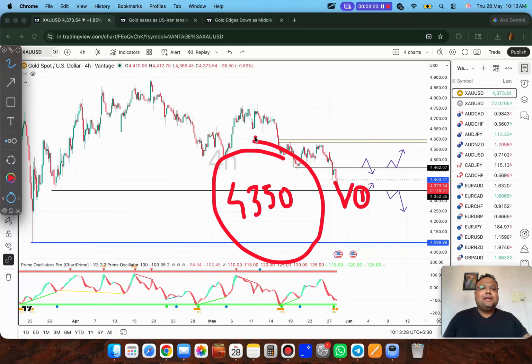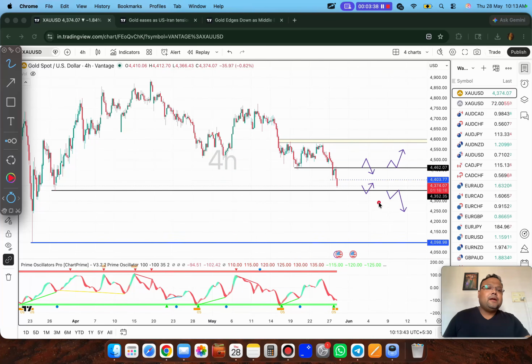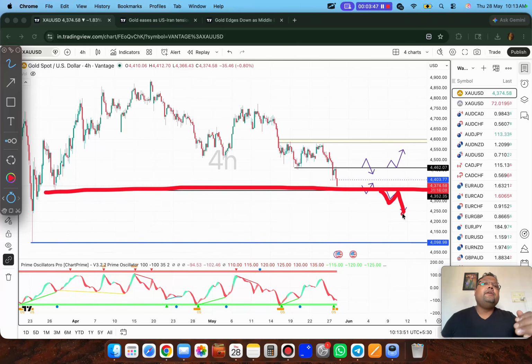Later on, the same level, 4350, will give us a selling opportunity. For example, the market starts going down and you want a fresh selling position. What you can do is, when the same level becomes the new resistance, you can look for a sell position. Means after hitting 4350, 4355, if the market shows resistance, you can look for a sell position.